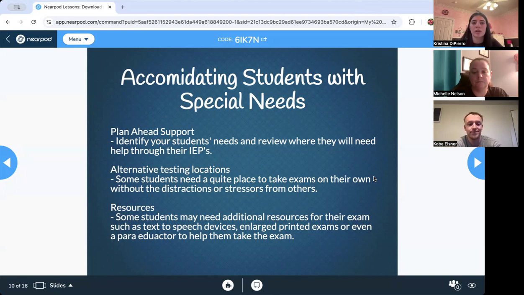We also have alternative testing locations. Some students will need a quiet place to take exams on their own without any distractions or stressors from others. That can be taking them into a separate room with just you and the student, or just anywhere where no distractions will take place. And for some resources, some students may need additional resources for the exam, such as text-to-speech devices, enlarged printed exams, or even a paraeducator to help them take the exam.